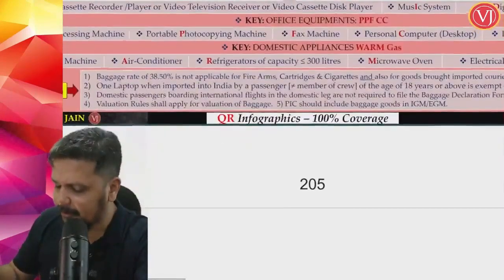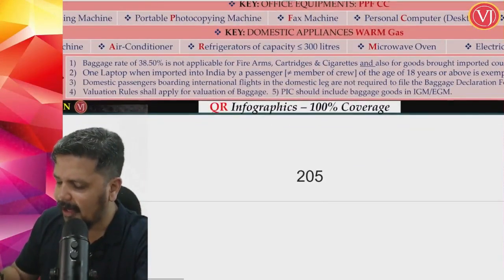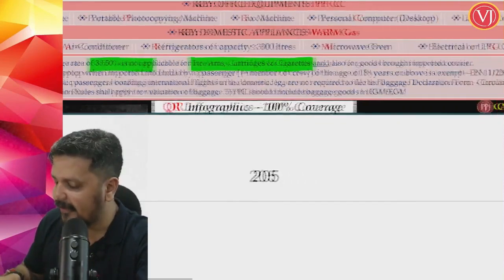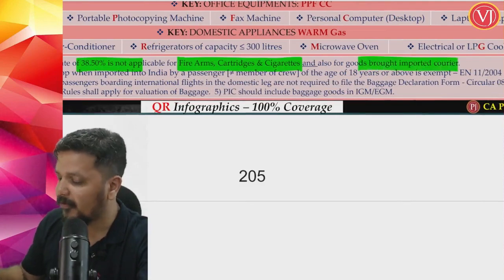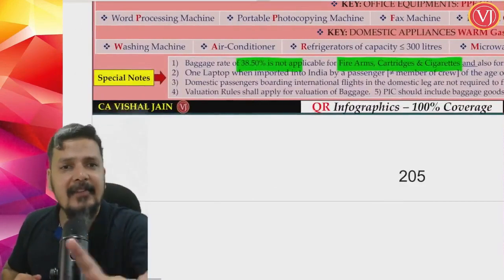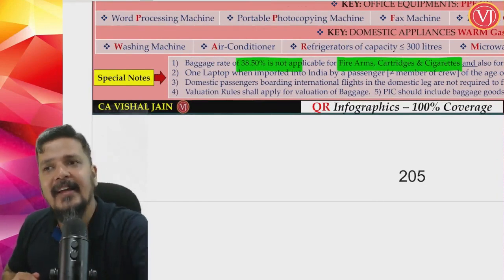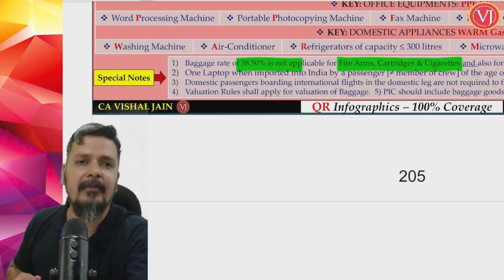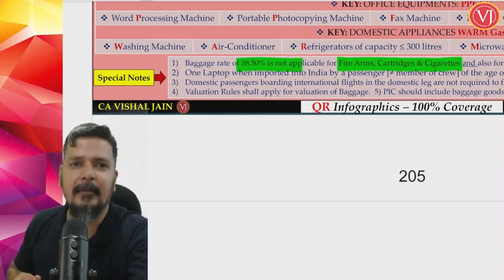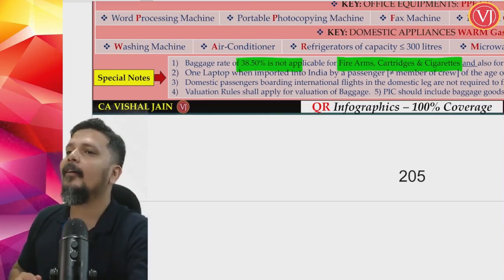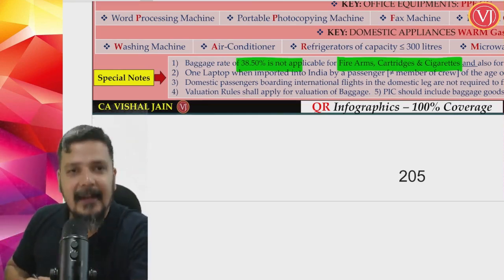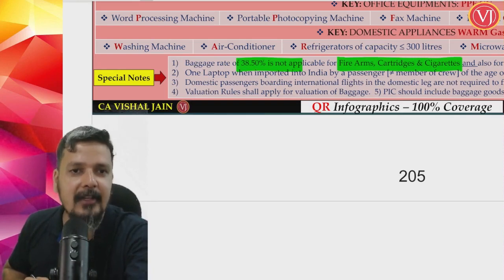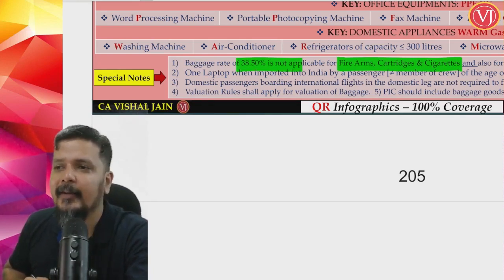And out of these items, firearms, cartridges, cigarettes will not have 38.5 percent. They will have their own rate, including goods which are imported by courier. They will have their respective rates for firearms, cartridges, cigarettes and tobacco items. But liquor, if it is in excess of 2 liters, that excess 1 liter, you will have 38.5 percent.